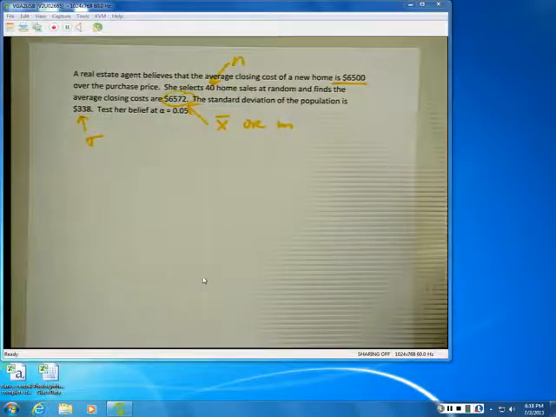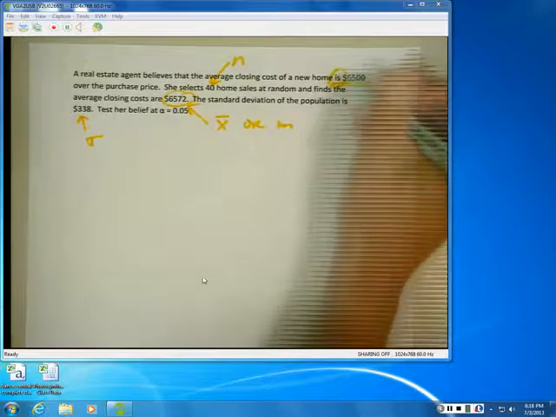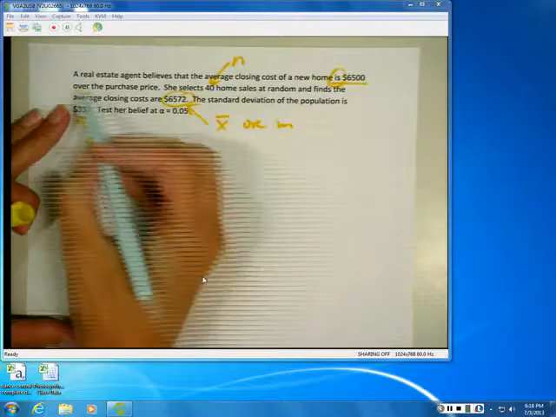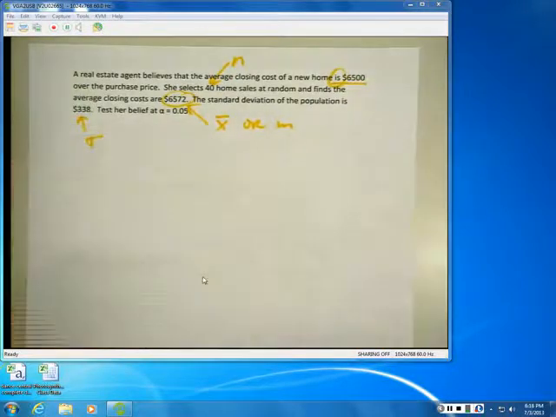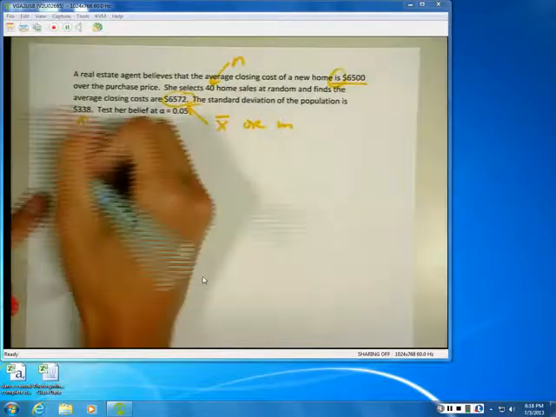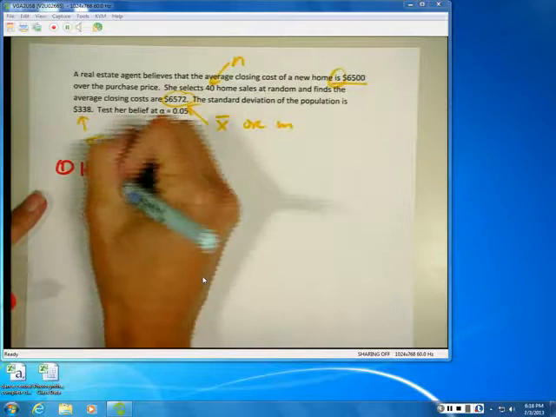So she believes that the closing cost just simply is $6,500. Is this over the purchase price? So that's not what we're looking for. So let's go ahead and state our hypotheses. So step 1, hypotheses.